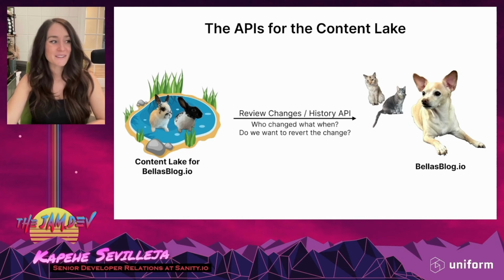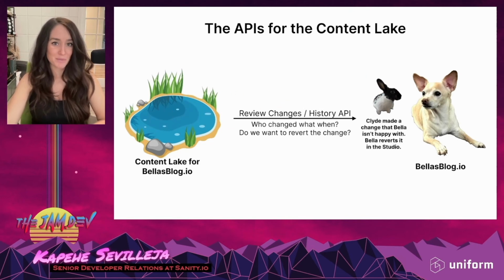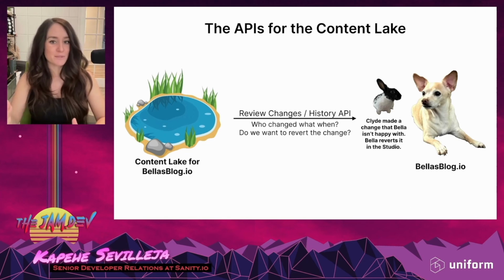And then finally, there's review changes and the History API. Who has changed what, when? And does Bella want to revert that change? Every change that is made in the content lake, the Sanity Studio will show. Let's say that Clyde made a change that Bella's just not happy with. Maybe he accidentally changed one of the ratings for one of the treats that Bella did earlier. Bella goes in, reverts it in the studio, and the content lake will take that change, revert it, and update it back to what she had before.